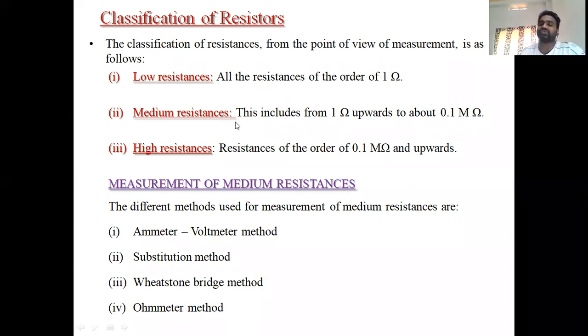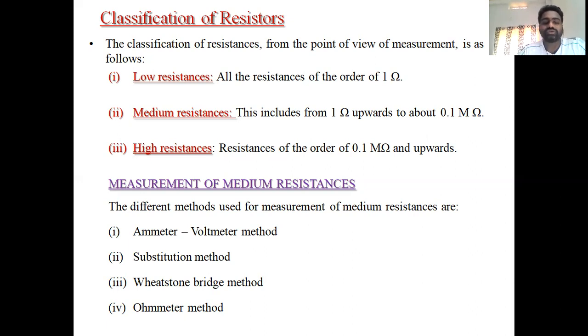This is the second classification, where we restricted the range of resistance. We classified the resistor depending upon its range. Up to an order of 1 ohm, it is categorized as low resistance. From 1 ohm to 0.1 mega ohm, it is represented as medium resistance. Beyond 0.1 mega ohm, it is called high resistance.